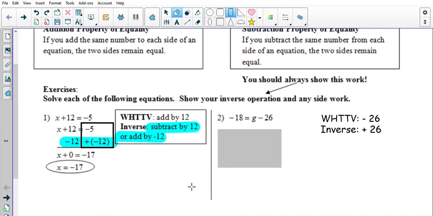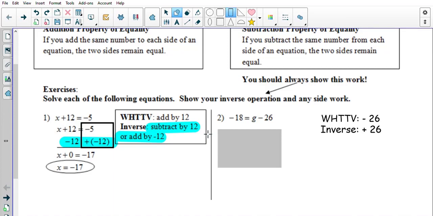One way you can check your solution is replace x with negative 17. Do negative 17 plus 12, hit equals. As long as your calculator gives you negative 5, it means that your solution is correct. Be aware that for right now, we're going to write this WHTTV, the what's happening to the variable and the inverse. But I hope that you'll be able to get to the point where you can do that process mentally without having to write it down. In fact, we'll eventually get to two-step equations and one and two-step inequalities as well. And by that point, I don't expect you to have to write this out every time.